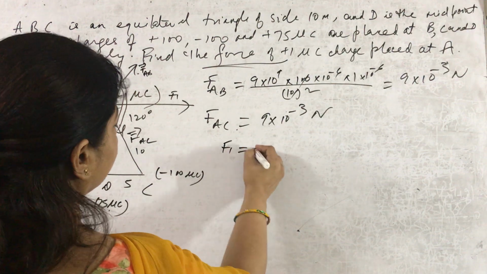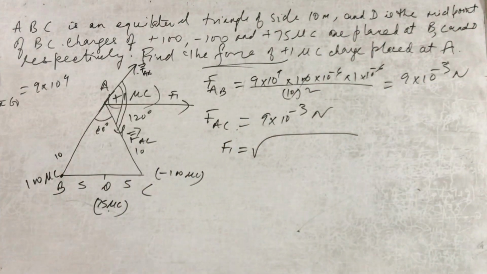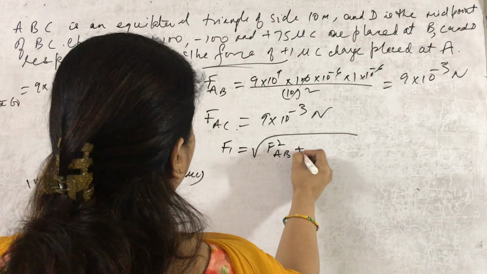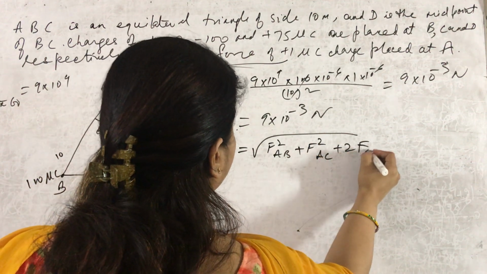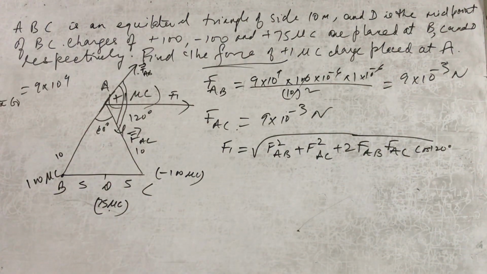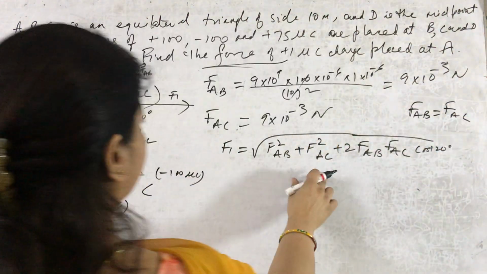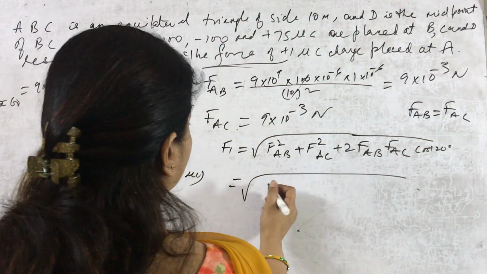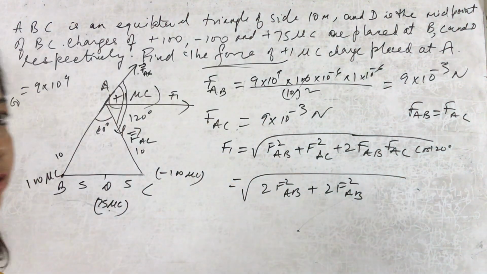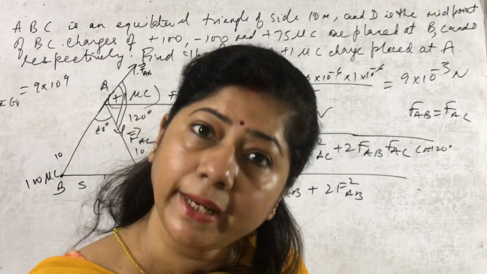So I'll write F1 is equal to under root of. You have the formula R square is equal to A square plus B square plus 2AB cos theta. So here F1 is the root of F square AB plus F square AC plus twice of FAB FAC and cosine 120 degree, isn't it? One thing is very simple to understand, that FAB is equal to FAC. So I can write this as under root of 2F square AB plus 2F square AB, and this cos 120 degree is equal to minus half. How? Because it is 180 degree minus 60 degree, and this becomes minus cos 60 degree.